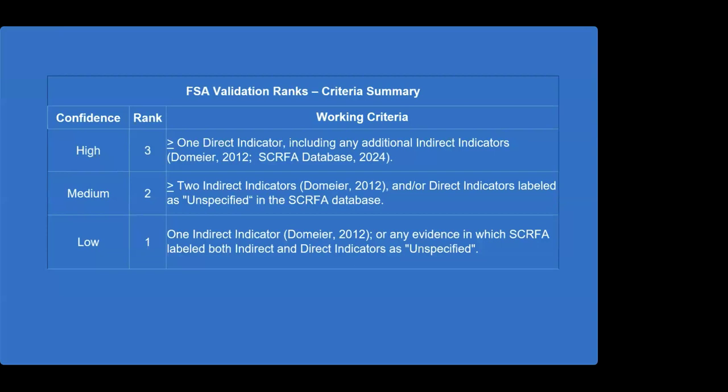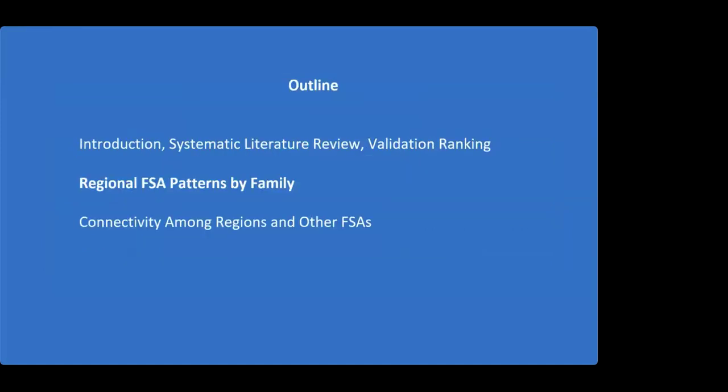The working criteria for this are shown in the right side of this table. 1 direct indicator from those primary sources for rank 3, 2 indirect indicators for rank 2, 1 indirect indicator or other evidence for rank 1, for low, medium, and high, 1, 2, 3 relative levels of confidence.